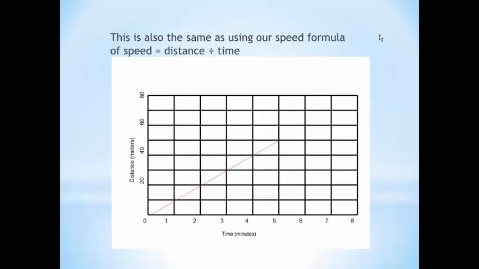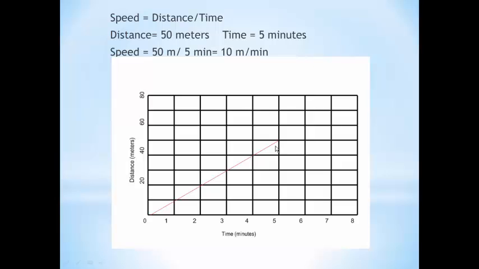This is also the same as using our speed formula. Speed equals distance divided by time. Let's look at our distance here. So our distance that it traveled was 50 meters. If you go over here, you can see that's 50 meters. And then if you go down here, you can see that it did that in 5 minutes of time. And so we take 50 meters divided by 5 minutes, which is 10 meters per minute.